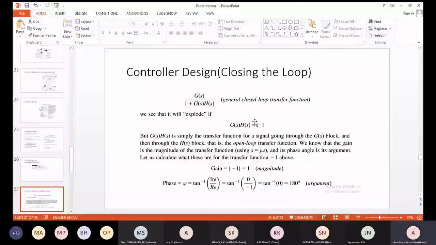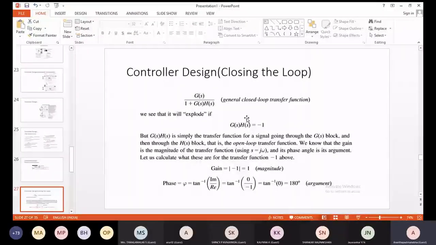So if g of s into h of s becomes -1, our system is going to get destroyed. It will explode. So we have to avoid this situation. This gives an insight into how to avoid it. In terms of terminology, we want to avoid this for the loop transfer function. Actually it is a closed loop system, but I am concentrating only on the loop transfer function. If g of s is the plant transfer function and h of s is the feedback, if you multiply them, that is what is called the loop transfer function.